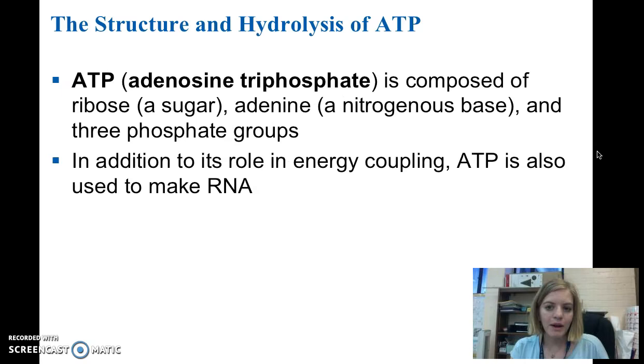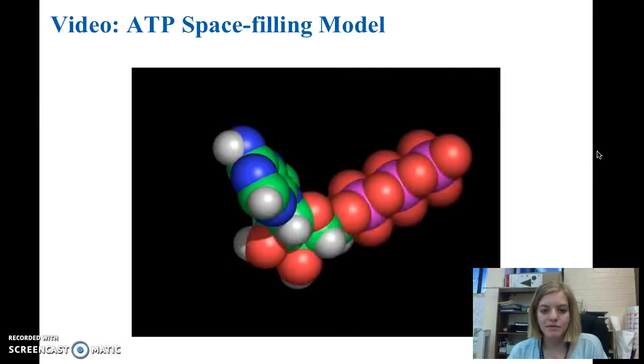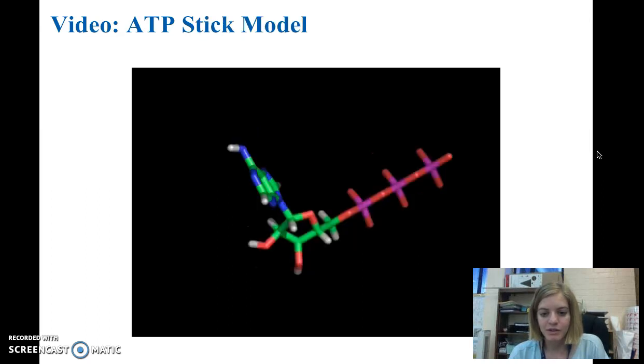So what actually is ATP? ATP is composed of three different things. Number one, a ribose, and you'll recognize from the ending OSE that that's a sugar. Adenine, which is one of our nitrogenous bases we learned about that are also part of DNA and RNA. And then finally, the three phosphate groups. So this is a 3D view of ATP, as well as a molecular view of ATP, the stick model. But I think that you will most likely recognize these pictures the most.